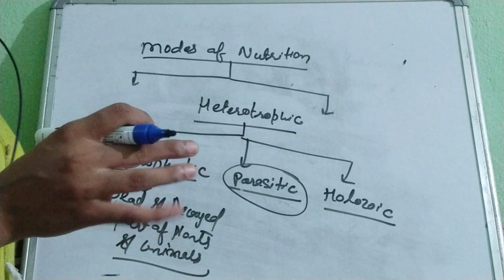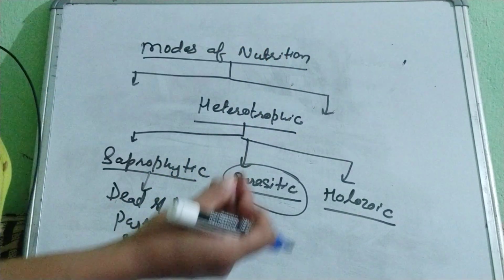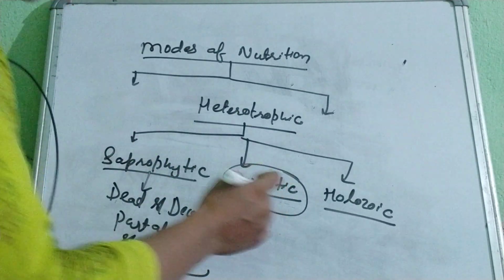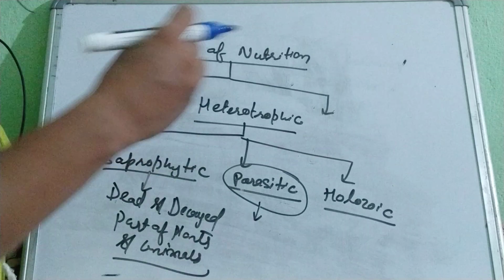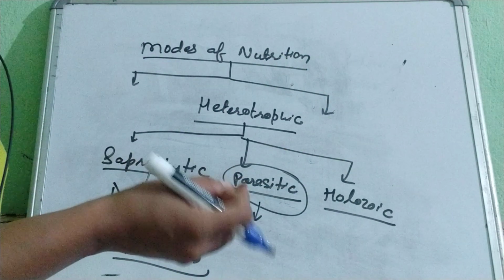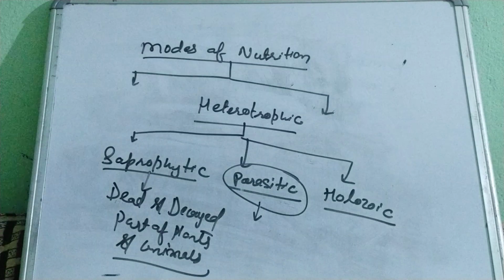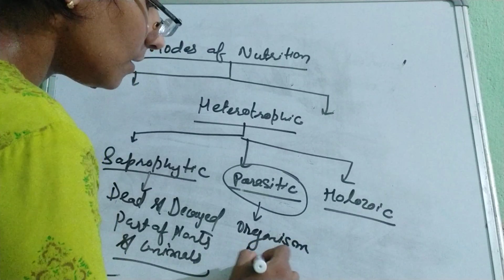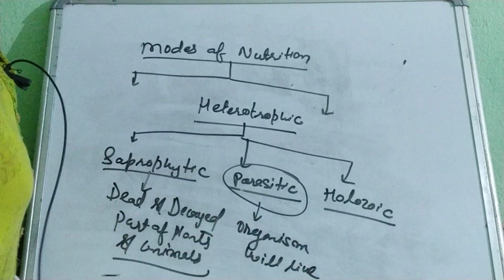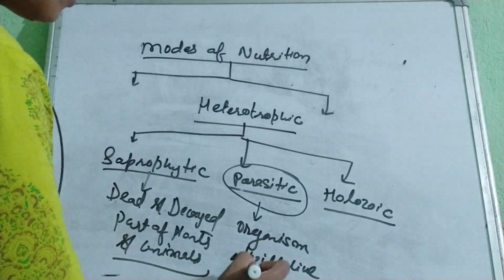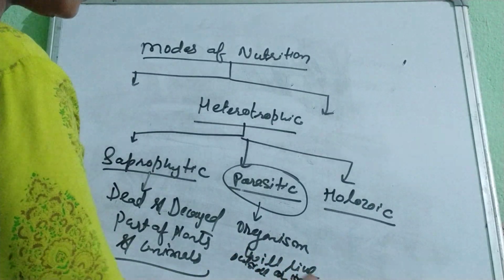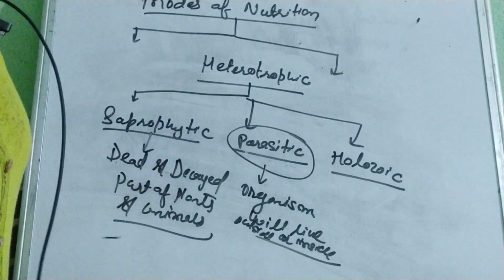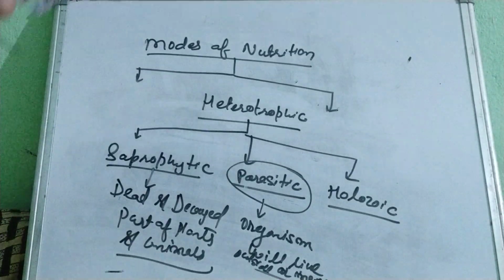Parasitic nutrition. I always say that nutrition means the mode. It is a mode, a process through which the organism takes in food. Parasitic means that if any organism lives outside, or inside your body, and obtains food, so they are called what? They are called parasites. So remember that here the organism will live outside or inside. Clear?